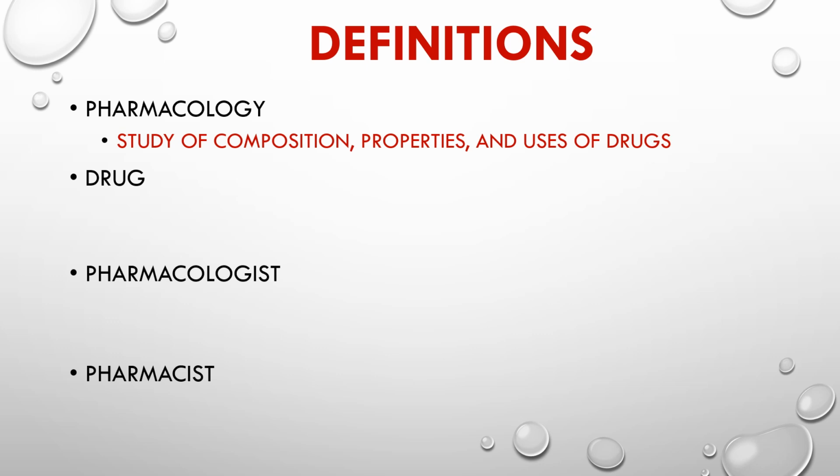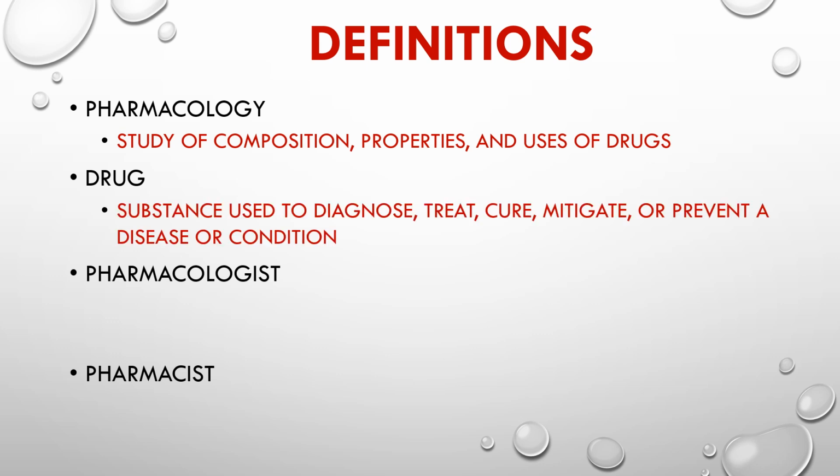So we also need to define what a drug is. And typically whenever we think about drugs, our minds automatically go to addictive drugs like cocaine or marijuana or something like that. But there are a lot of drugs that are not addictive, and they're all great, and they do a lot of things for us. So by definition, a drug is a substance used to diagnose, treat, cure, mitigate, or prevent a disease or condition.